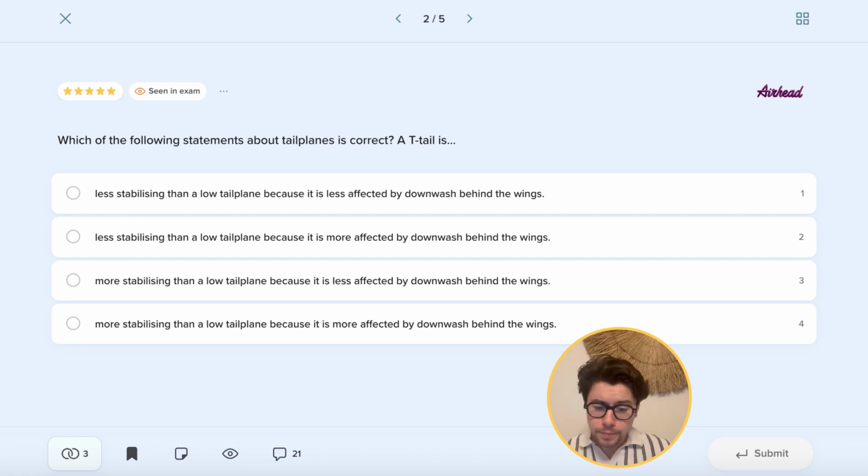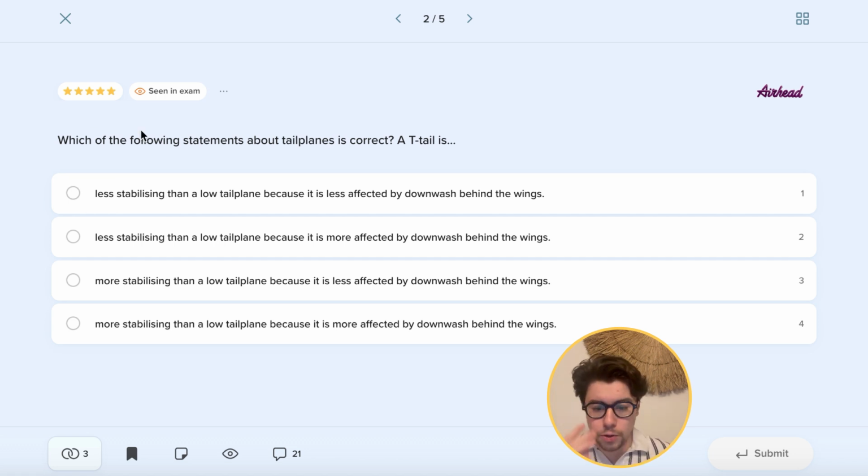However, a T-tail, and this is something to remember well, has some disadvantages. Of course, the main one is that it is much more susceptible to a deep stall, because as the aircraft wings stall, all the turbulent air that is left behind actually hits the tailplane when it is in the T configuration, making the elevator almost completely unusable. So the recovery is very, very difficult, if not impossible.